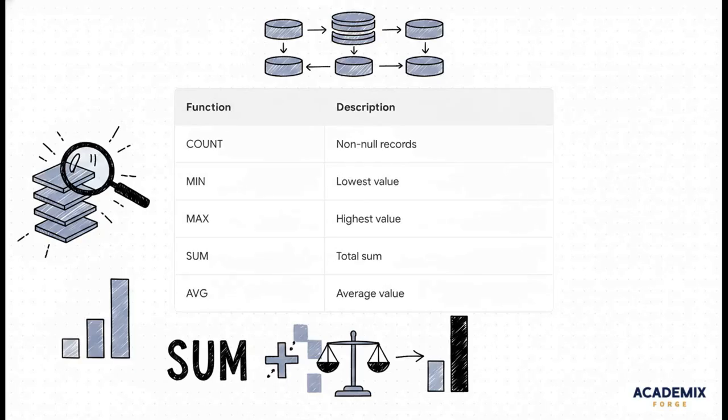When we need to perform mathematical calculations across multiple records, we rely on these 5 aggregate functions. Count gives you the total number of non-null records. Min finds the absolute lowest value while max grabs the highest. Sum adds everything up for a total, and AVG calculates the average.